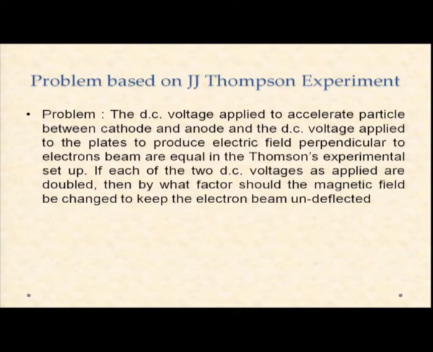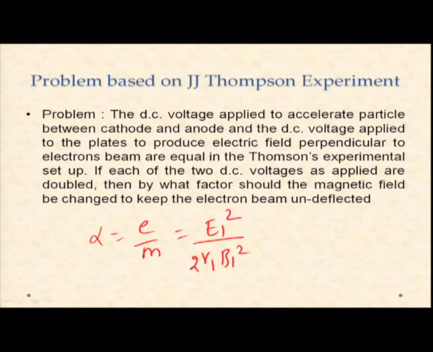The answer to this question can be obtained by knowing the specific charge of an electron. Alpha is equal to e by m, which is equal to E1 square by 2V1 B1 square. Here E1 is the electric field initially applied. Then in the question it is said that this electric field is doubled.